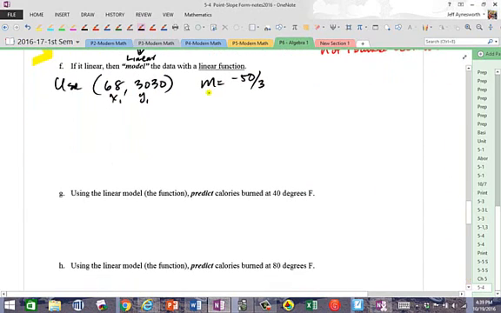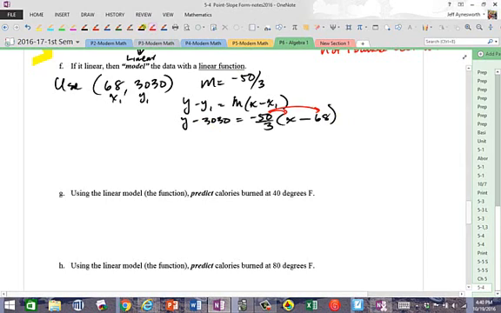So let's do that. y minus y1 equals m times x minus x1. So I have y minus 3030 is equal to the slope, negative 50 thirds, times x minus 60. Now don't freak out on the fractions here because you have a calculator. It's easier than you think. So I need to distribute first. So let's do that. y minus 3030 equals negative 50 thirds x.